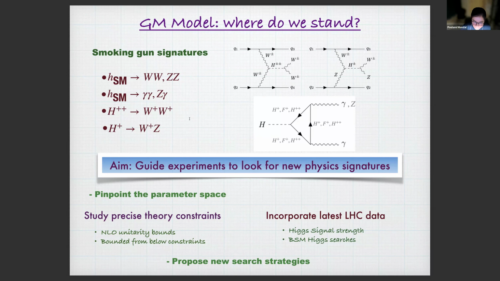Now, when you revisit the Georgi-Machacek model, from a phenomenologist's view, our aim was to guide experiments to look for new physics signatures. So to do that, we have to pinpoint the parameter space.